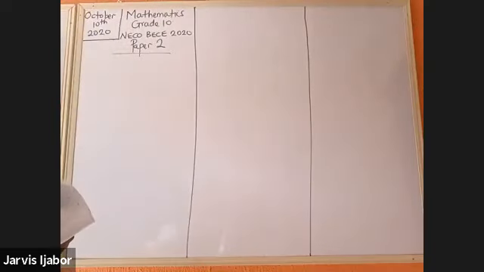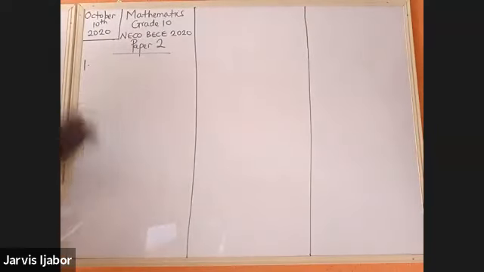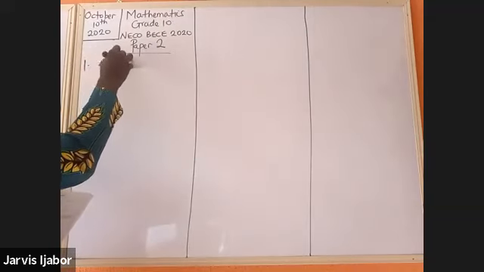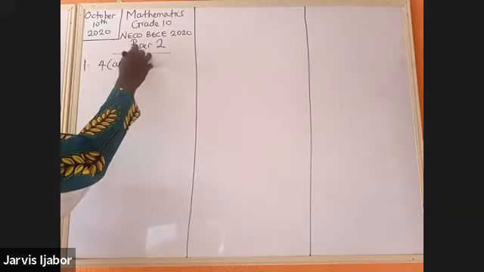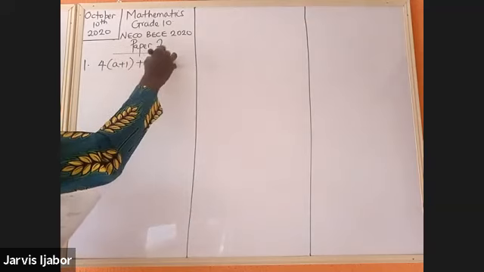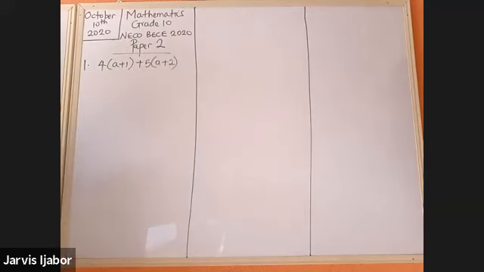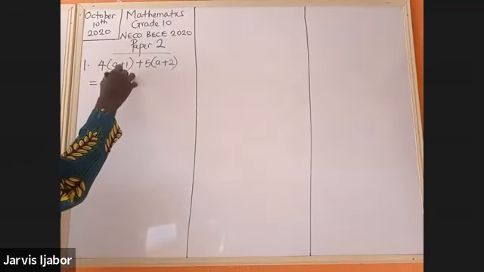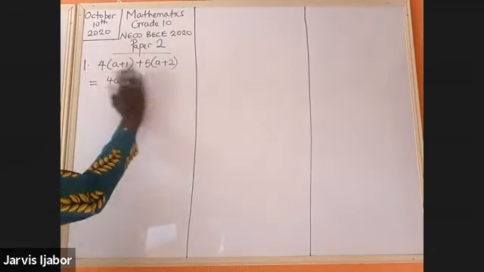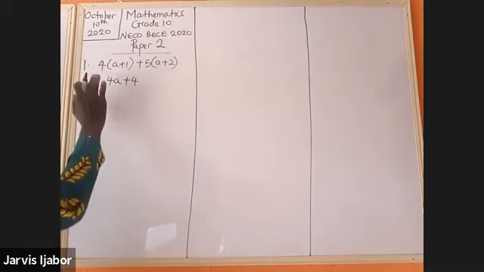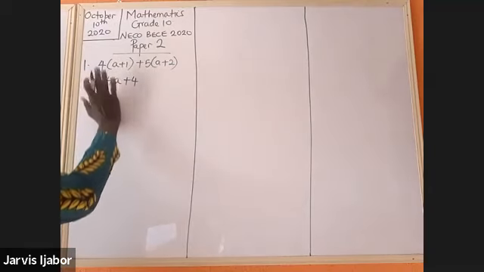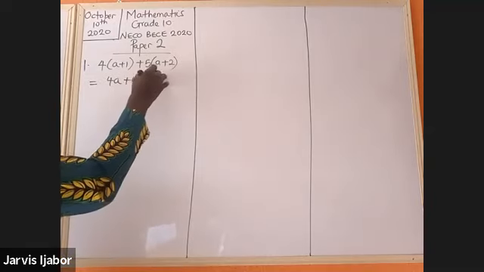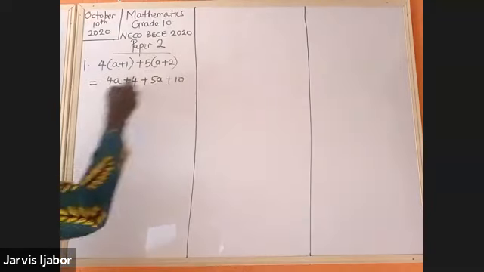In paper 2, the first question says simplify 4(a + 1) + 5(a + 2). This is my area of competence. I love this area so much. Now, this will give me 4a + 4. Essentially, it's testing your ability to open brackets. And remember that whatever is multiplying the bracket affects the contents of the bracket absolutely. So this will be 5a + 10.